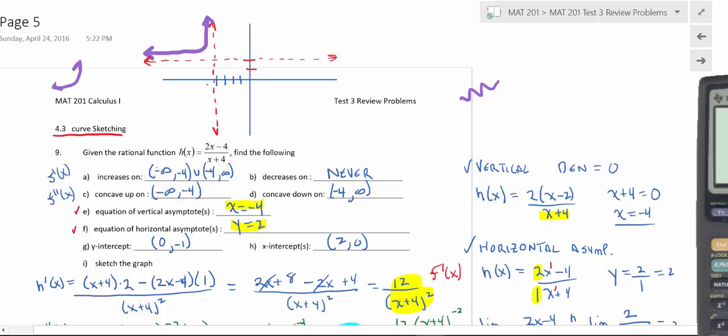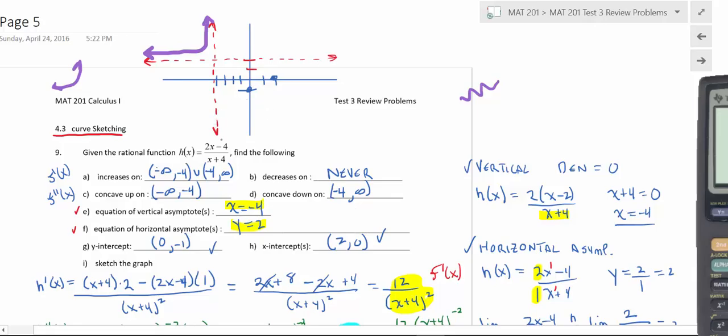Then let's put our intercepts. We have a y-intercept at -1, so we're going to put that intercept there. We have an x-intercept at 2, so we're going to put that intercept there. You want to go ahead and get those 2 things on there.